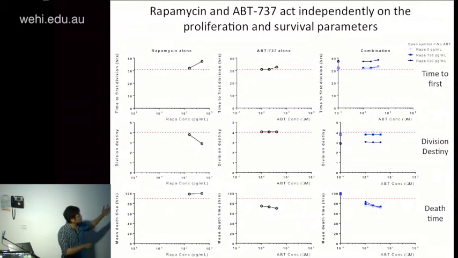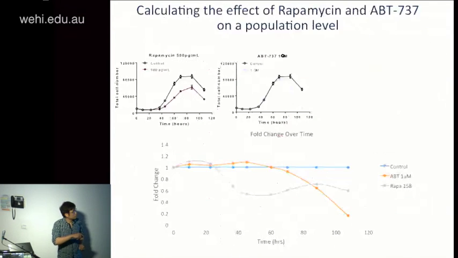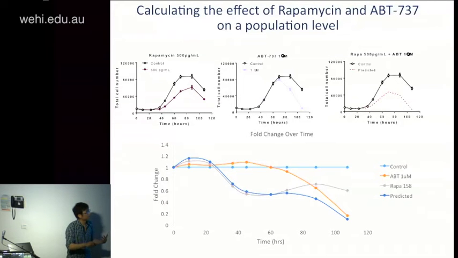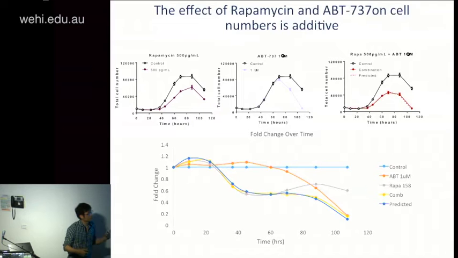So like the other two, this is another nice illustration of how these two drugs are acting independently on their own respective parameters in combination. If we explore their effects on the population level, the red line is ABT-737 at 1 micromolar, and the gray line is the rapamycin at 158 picograms per mil. If we predict the fold change and apply that on the cell numbers, and then plot it with a measure, you can see that they're almost identical. So really nicely showing that even on the population level, the effects are additive.